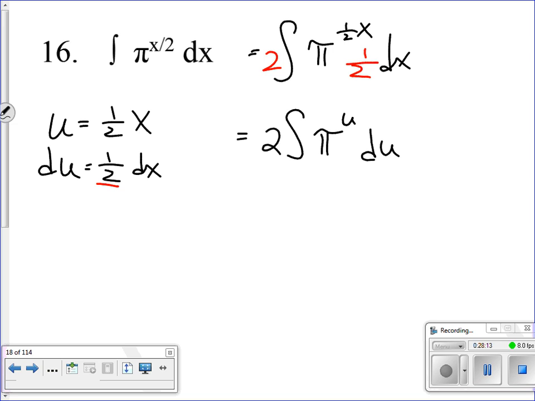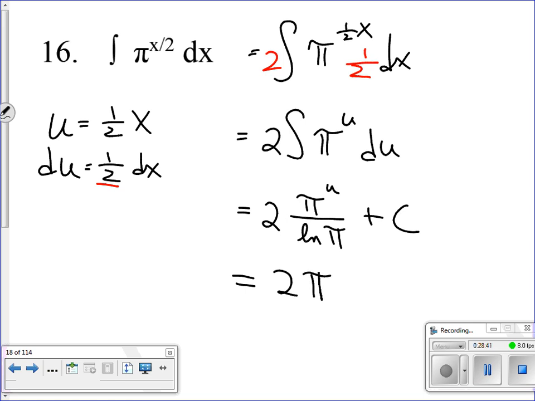Now when you take the antiderivative of a to the u, you get a to the u, so you'll get pi to the u, but then you have to divide when you take the antiderivative by the ln of a. So by the ln of pi, and then plus c. Our final answer is, you can put the 2 up in the numerator if you like, or leave it out front. 2 times pi to the x over 2, or 1/2 x, all over the ln of pi.